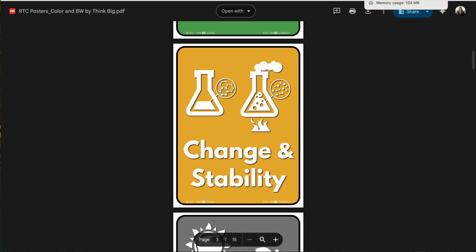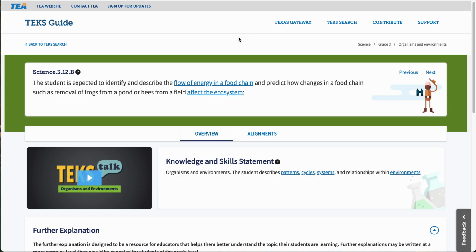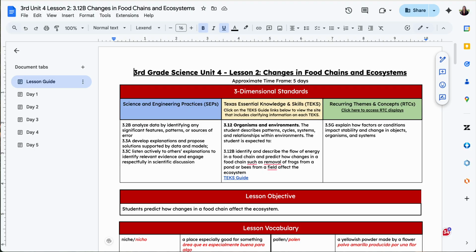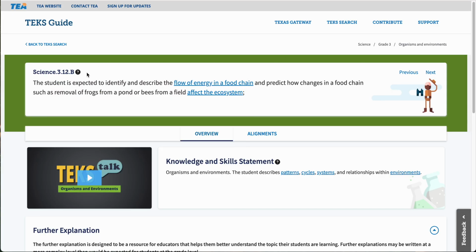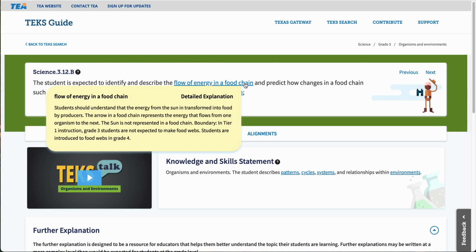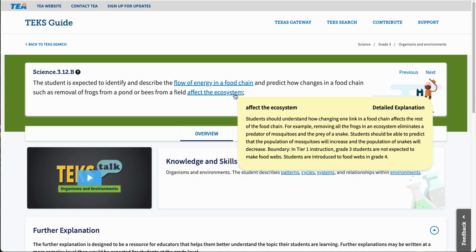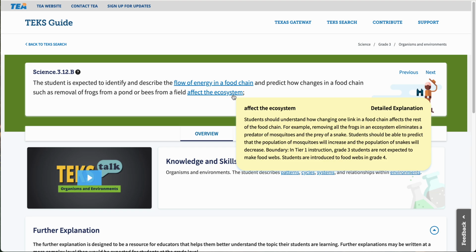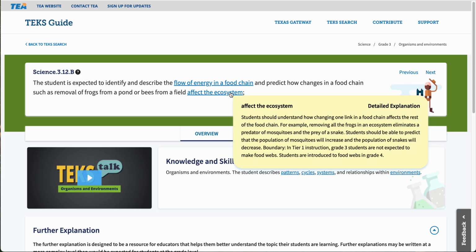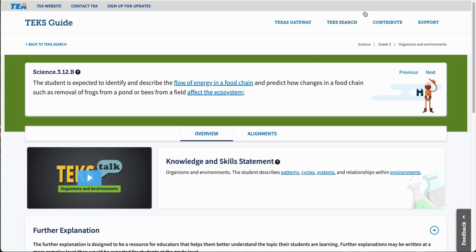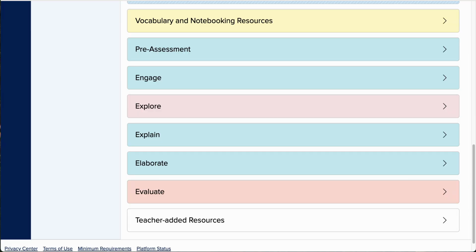I always want to remind you that anytime you start planning, a good place to start is our TEKS guide. You get to that by clicking on this little link right here. The TEKS guide will have the standard, and it will also provide detailed explanations or definitions as needed. These are great to help us understand what we're supposed to teach, what students are supposed to understand, and what boundaries there are so that we stay very aligned and teach just the things that are appropriate for our students.